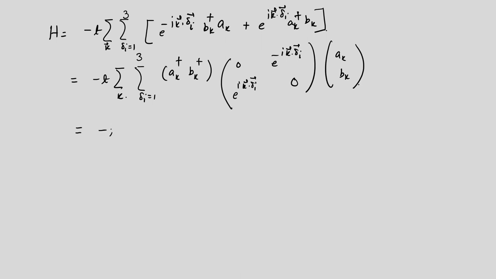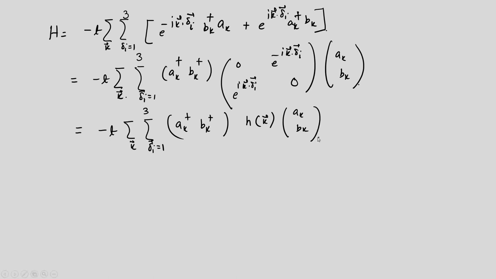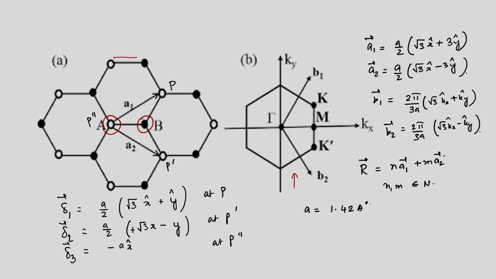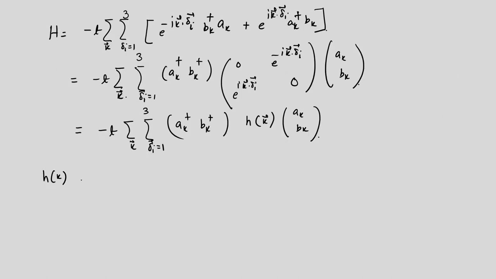So, this can be written as a sum over k, and again delta_i equal to, I may forget these, but please put it. So, this is a_k dagger b_k dagger, and then let us write this as H_k and a_k, b_k. That is your Hamiltonian. And what is the form of H_k? Now, H_k involves a sum of three terms with delta 1, delta 2 and delta 3 that we have mentioned earlier, which are written here. Okay, so once you put that, H_k becomes a sum of three terms.